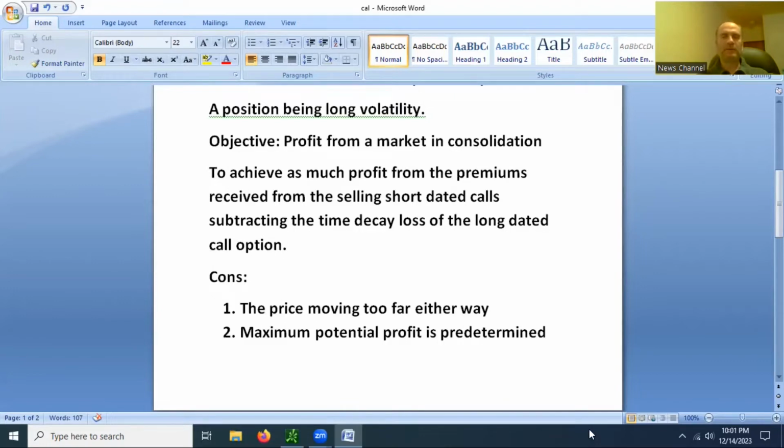Cons: the price moving too far either way. That's when the trade starts to lose money. The maximum potential profit is predetermined. The profit potential is limited. It can only be to a certain amount, and that's predetermined.